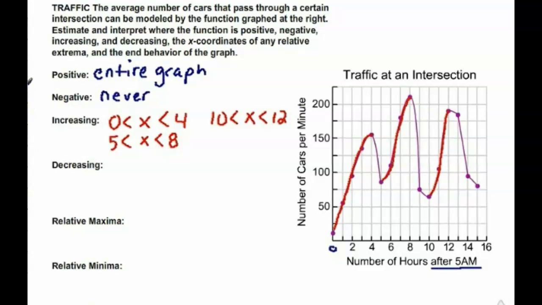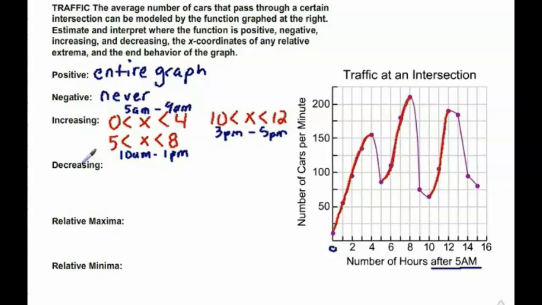Now let's go ahead and talk about what times those would actually be. From 0 to 4, that's going to be 5 a.m. to 9 a.m. We have an increase. Then from the 5 to 8 increment, that's going to be 10 a.m. up to 1 p.m. Then from 10 to 12, that would be 3 p.m. to 5 p.m.